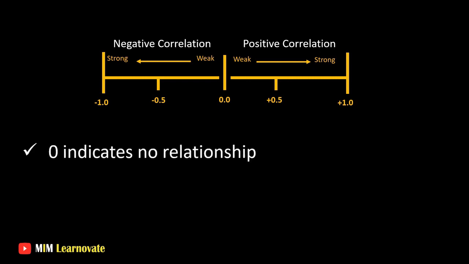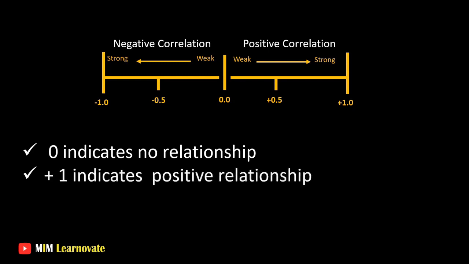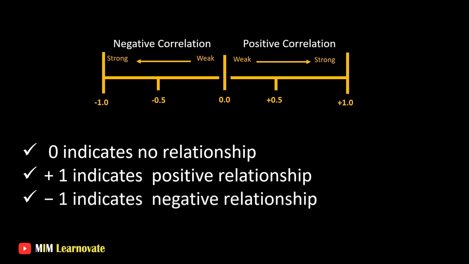0 indicates no linear relationship. +1 indicates a perfect positive relationship. As one variable increases in its value, the other variable also increases in its value. -1 indicates a perfect negative relationship. As one variable increases in its value, the other variable decreases in its value.